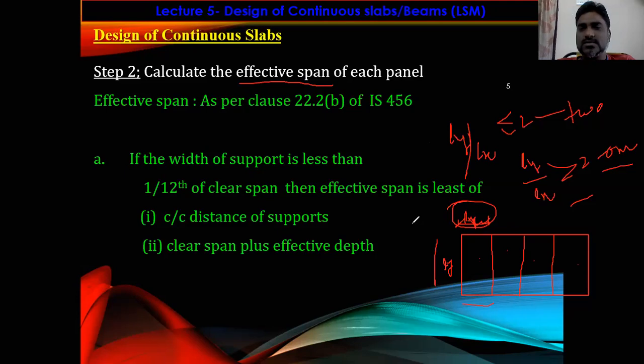It is just similar to the design of two-way slab and one-way slab that we were discussing earlier, right? So you need to determine the effective span in both directions for the two-way slab, and only in one direction, that is the shorter span direction, if it is a one-way slab, right?